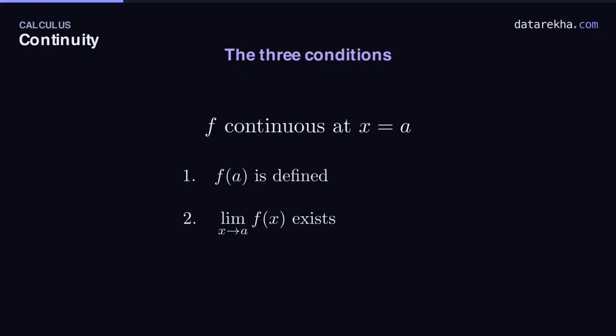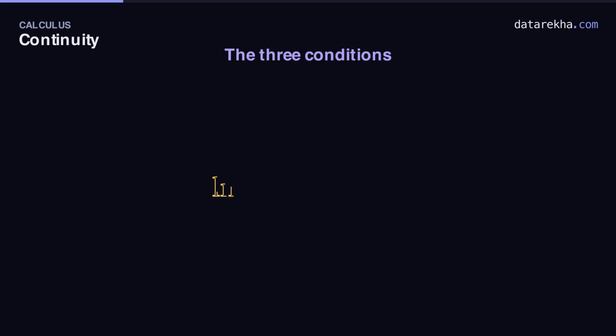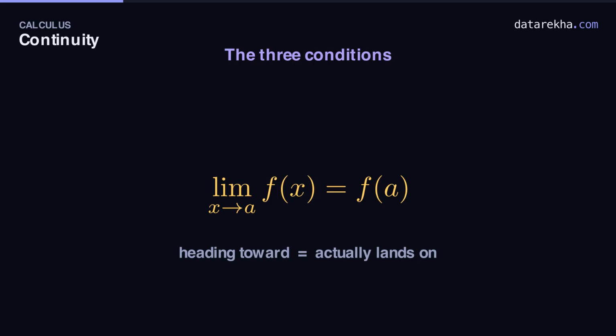This is exactly the limit you already know. A jump kills it, because the two sides disagree. And condition 3, the one that ties it together. That limit must actually equal f of a. Where the curve is heading and where it truly lands must be the very same point. In fact, condition 3 quietly contains the other two. So the whole definition of continuity at a point compresses into one clean line. The limit of f as x approaches a equals f of a.